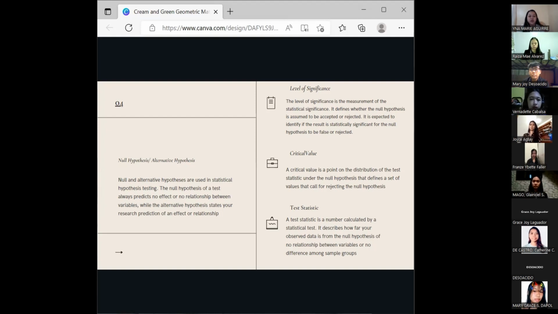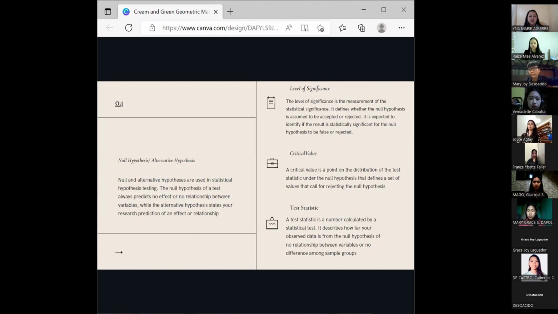Next is level of significance. The level of significance is the measurement of the statistical significance. It defines whether the null hypothesis is assumed to be accepted or rejected. It is expected to identify the result is statistically significant for the null hypothesis to be false or rejected. Dito malalaman if the null hypothesis lies on the rejection or non-rejection region.